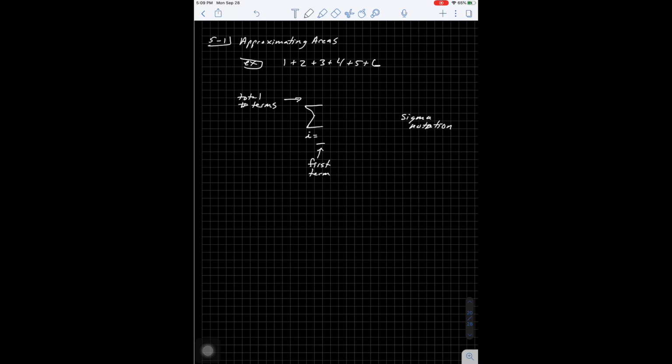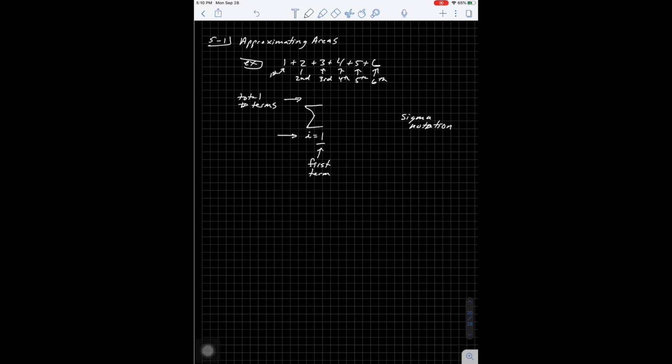The start down here can either be 0 or 1. You can call your first term the 0 term, or you can call your first term the first term. So I'm going to call this 1. I guess it depends on the problem what you do. So this means that this is my first term, this is my second term, this is my third term, my fourth term, my fifth term, and my sixth term.